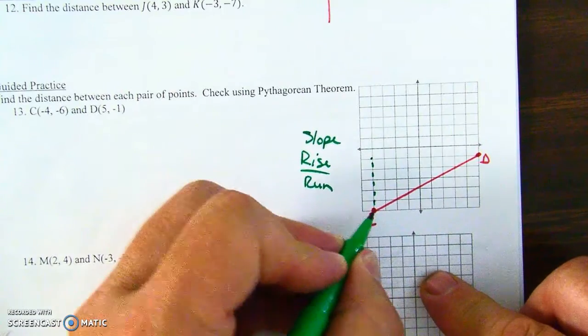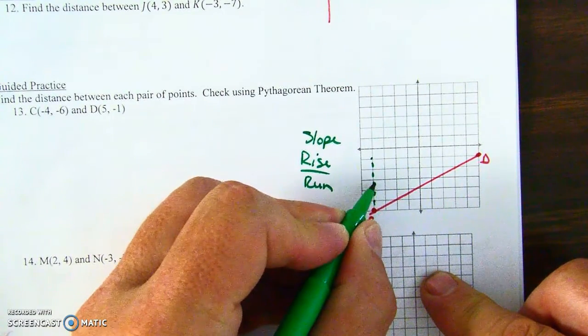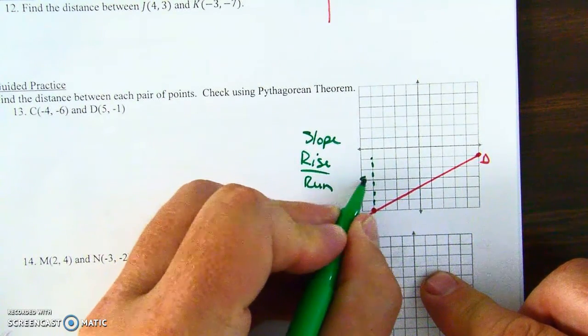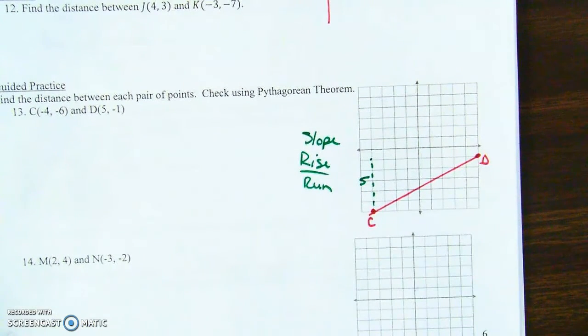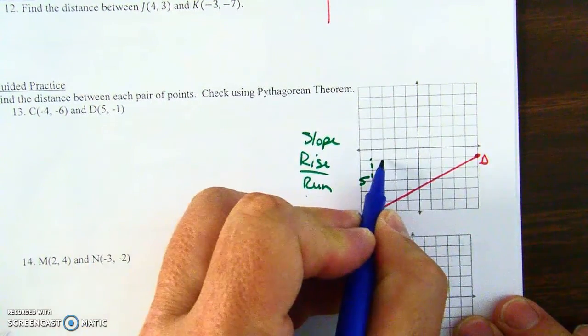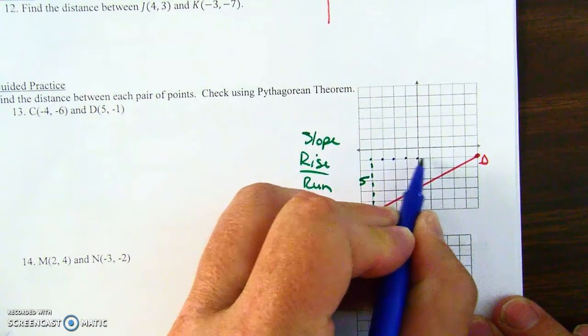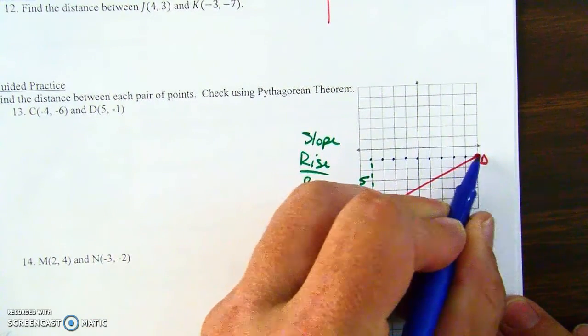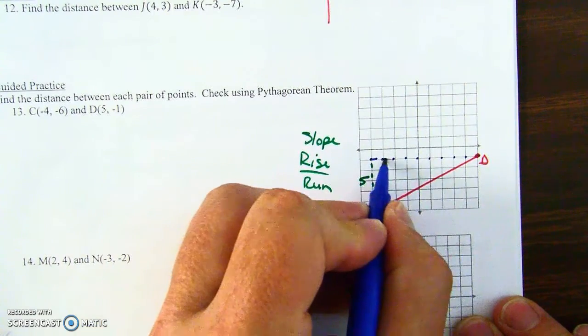I'm going to count the units of this. 1, 2, 3, 4, 5. I'm going to make that a 5 because since we went up, it's going to be a positive 5. Now going the other direction, we're going to do the exact same thing. We're going this direction, counting our run, which is our slope. 1, 2, 3, 4, 5, 6, 7, 8, 9. So I'm going to do my dashed lines going this way.